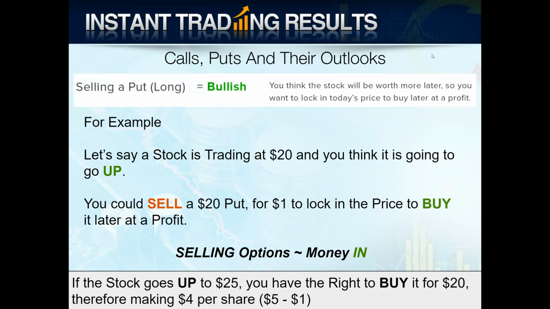Selling a put, long, it's bullish. You think the stock will be worth more later, so you want to lock in today's price to buy later at a profit. For example, let's say a stock is trading at $20 and you think it's going to go up. You could sell a $20 put for $1 to lock in the price to buy it later at a profit. Selling options, money in. That's what we want, guys. We want money coming into our account by selling options. If the stock goes up to $25, you have the right to buy it for $20, therefore making $4 per share. That's $5 minus $1.